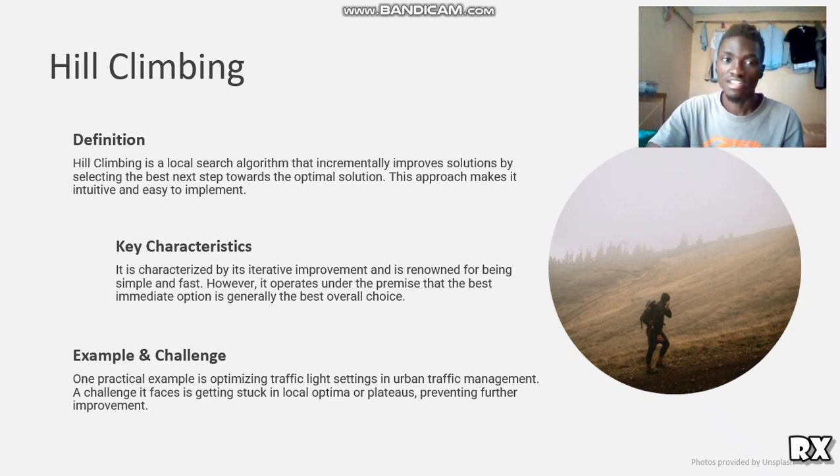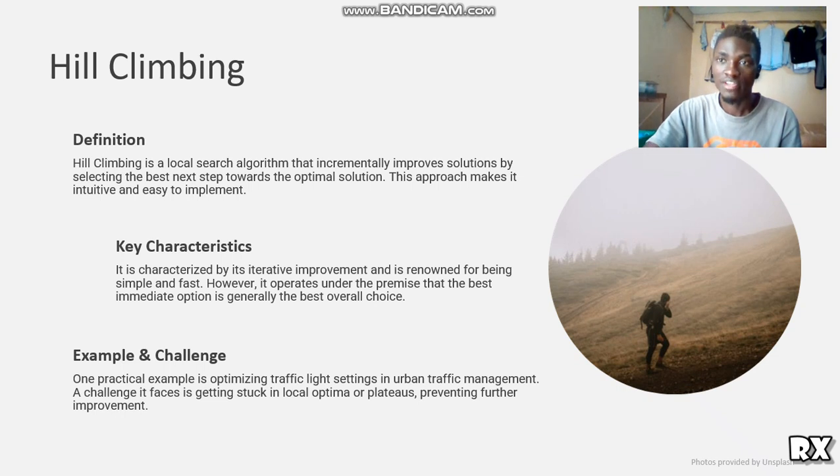This algorithm starts with the current state and keeps on iterating, each time making a better improvement, and in such a way it operates under the best immediate option and finds a solution depending on the current situation or the current sample space. One of the practical examples is optimizing traffic lights in urban management areas.